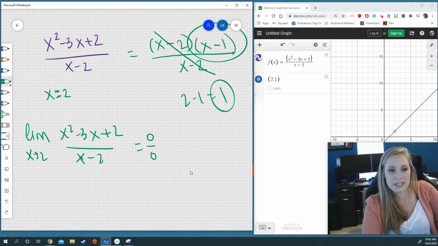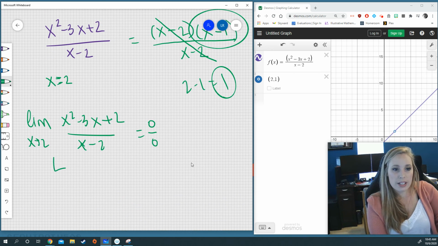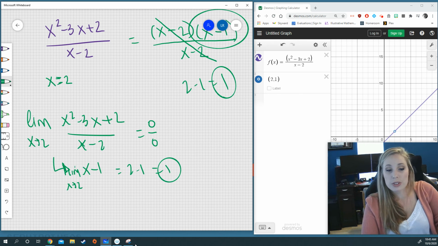So my next step is to simplify. And when I simplify this, I'm going to get x minus 1, but I still have the limit as x approaches 2. Now plug in the 2. 2 minus 1 is 1. We use the operation of the limit, and that would be our answer.